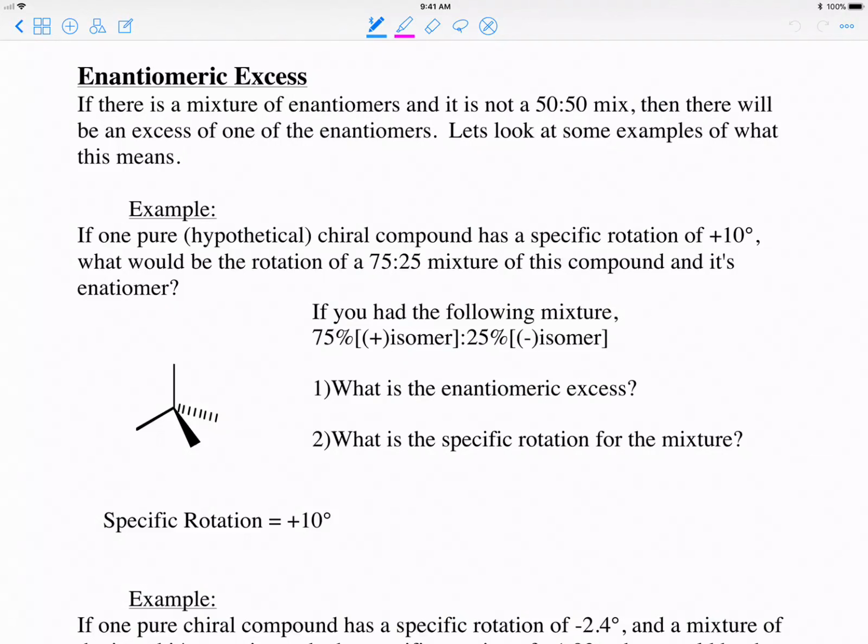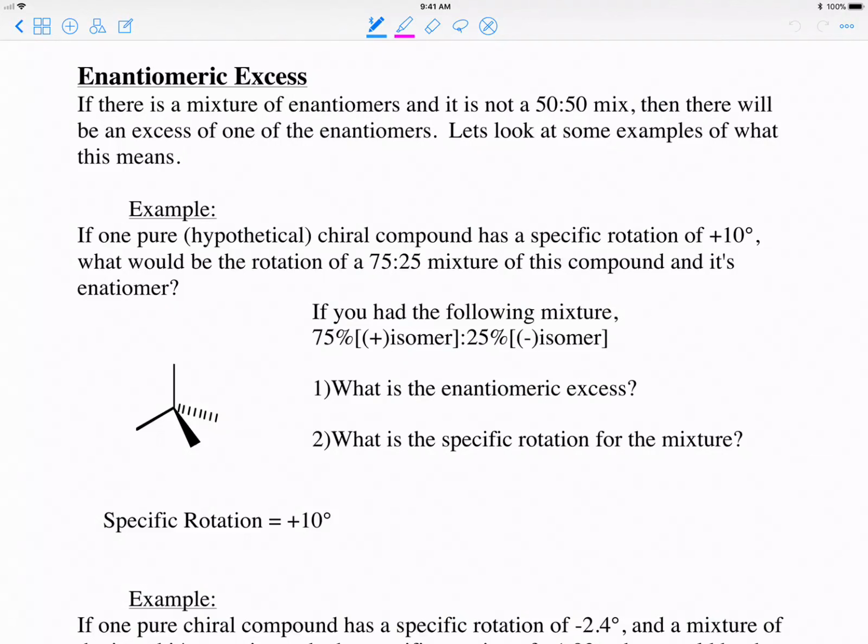Chapter 5, page 11, enantiomeric excess. Now, on the previous page, we saw that we could measure the specific rotation of a molecule, and that's standardizing the conditions that we measured on. And I won't get you to do the calculation for that, but I will get you to do the calculation for enantiomeric excess. So let's go ahead and take a look at it.